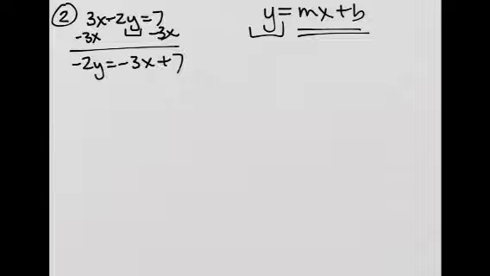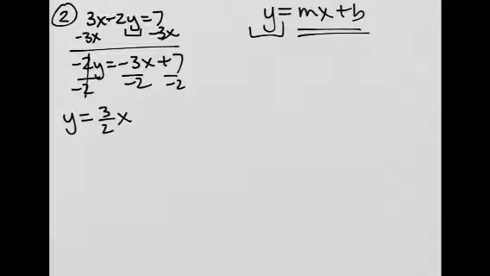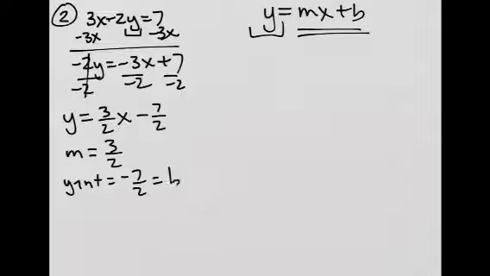3x plus 7. Then I'm dividing by negative 2. That becomes 1. So y equals, a negative divided by a negative is positive. Positive divided by a negative is negative. And I end up with this. So the slope is positive 3/2. And the y-intercept is negative 7/2. So remember, that's the b. And remember, this is the slope.